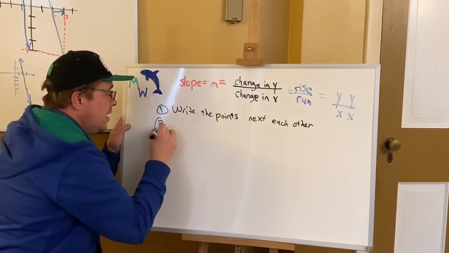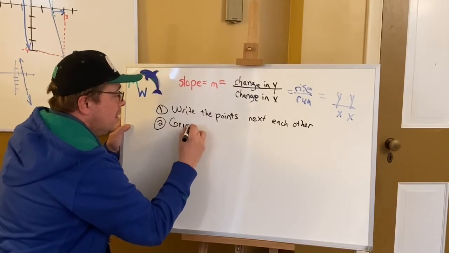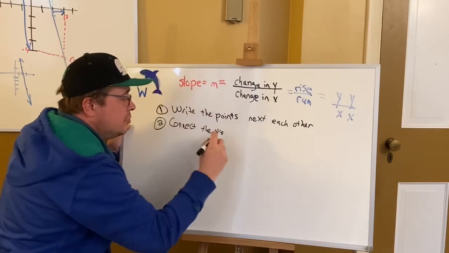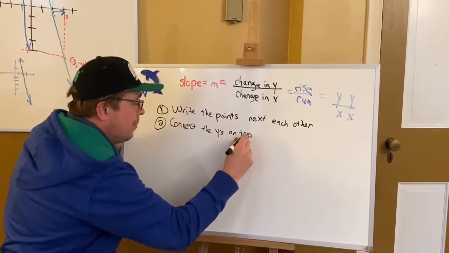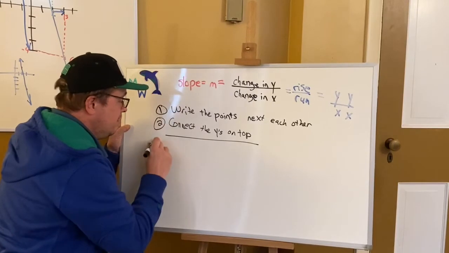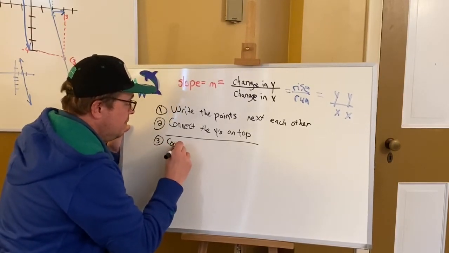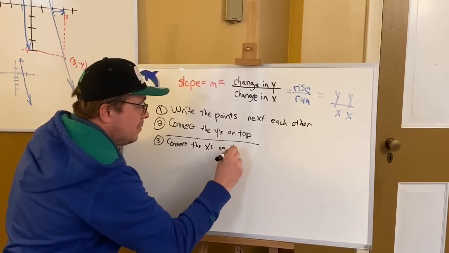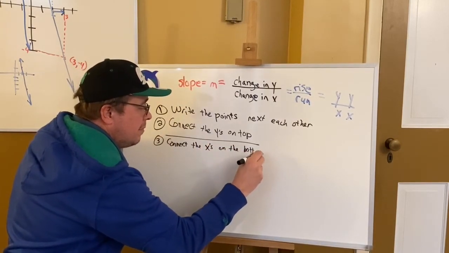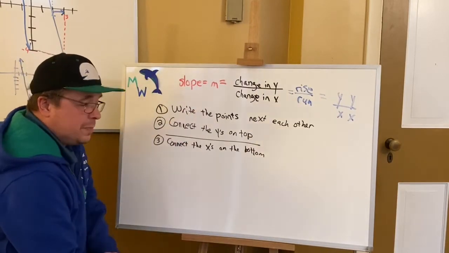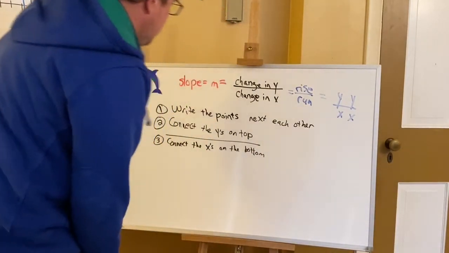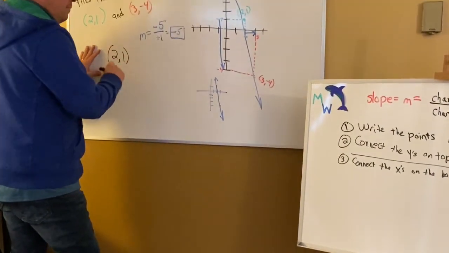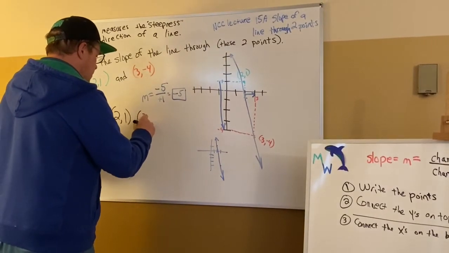We're going to connect the y's on top. Make a little jump up and make a bar that connects the 2 y's on top. It must be on top. I have this line in between them. Number 3, connect the x's on the bottom. Because change in y must be on top, change in x must be on the bottom. I'm going to show you how that happens here. I have 2, 1, and I have 3, negative 4.